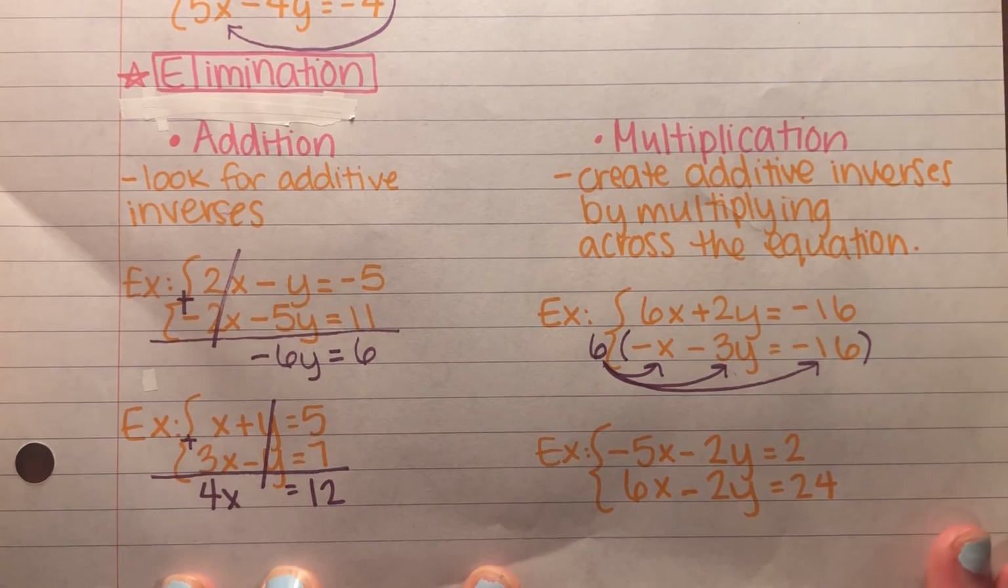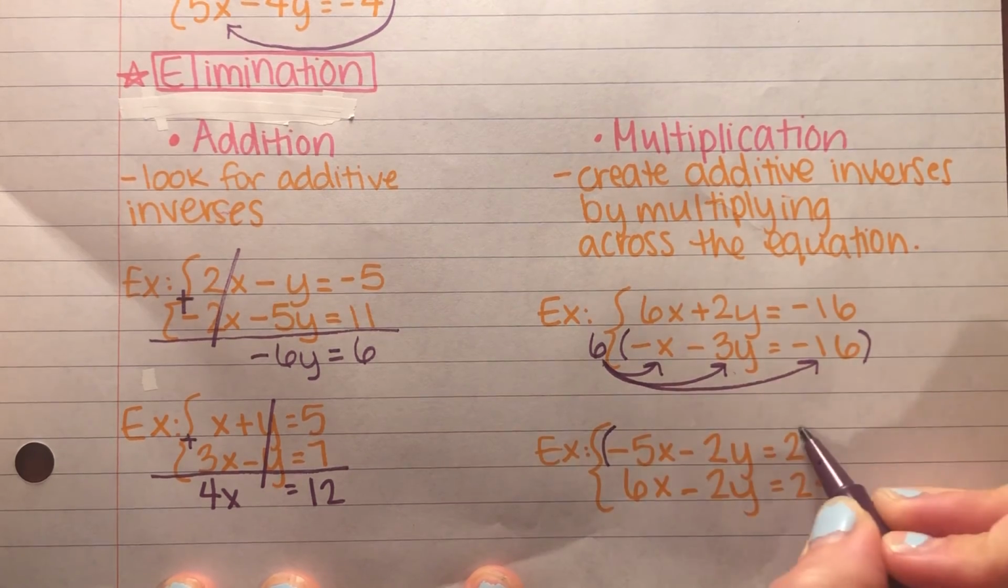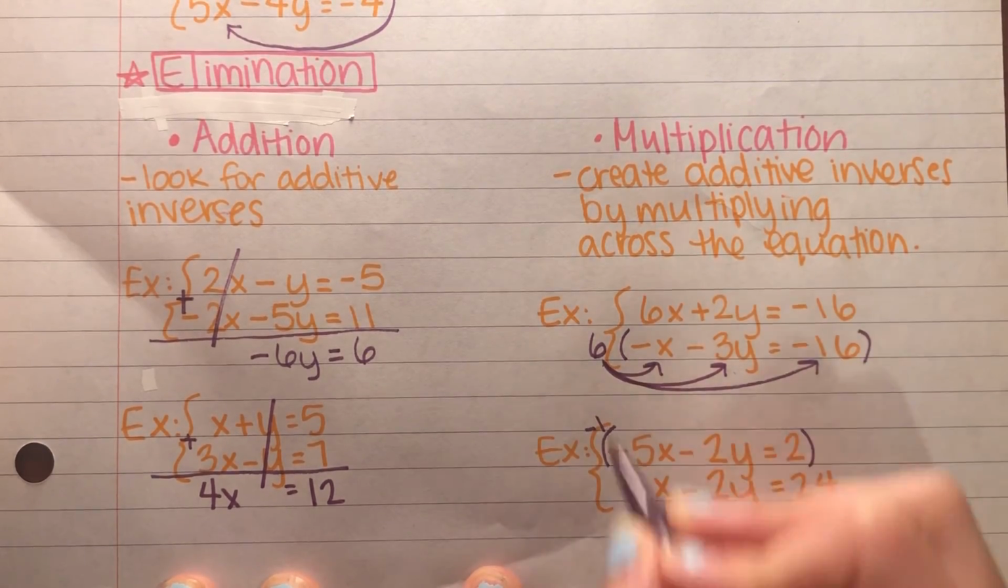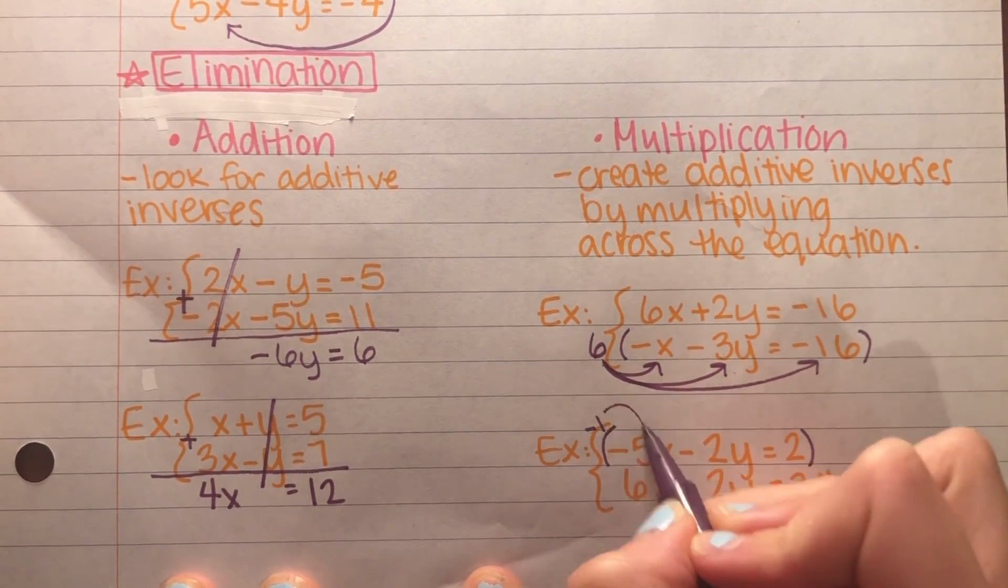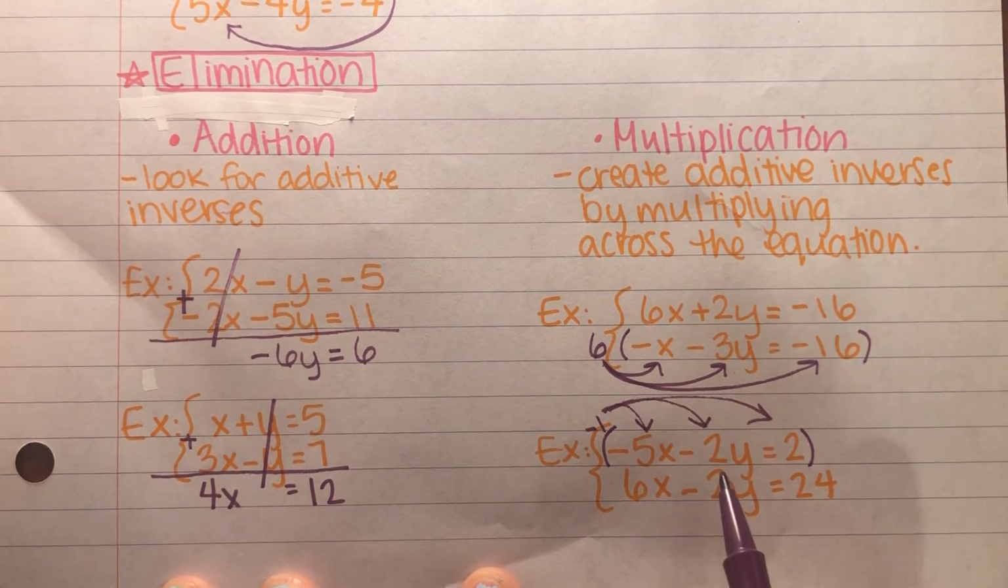In my second example here, we have negative 2y and negative 2y. So if I multiply by negative 1 across either one of my equations, I'm going to pick the top one. If I multiply all the way across, my y term will become positive 2y. So when we add our equations together, our y terms will cancel out.